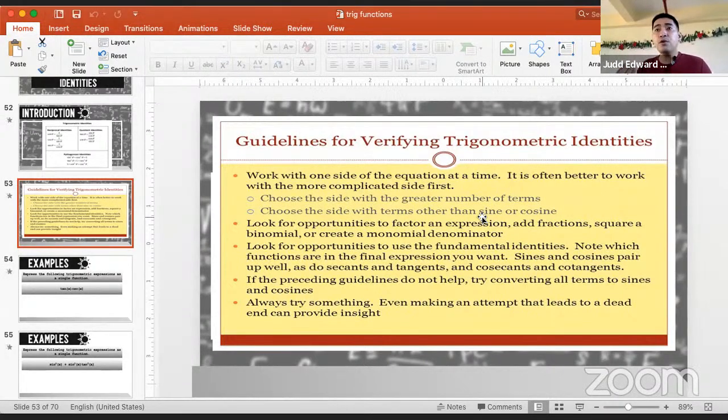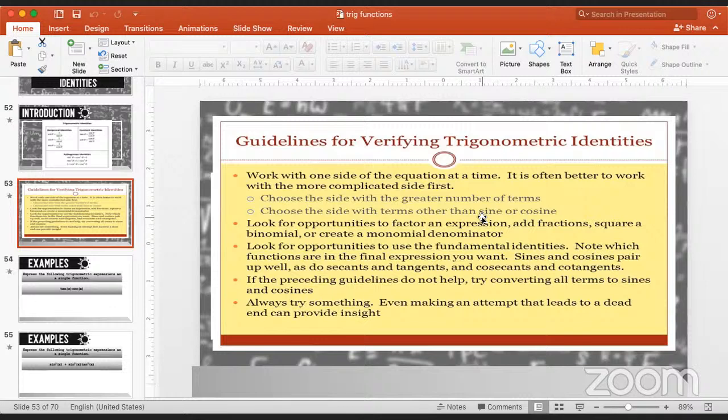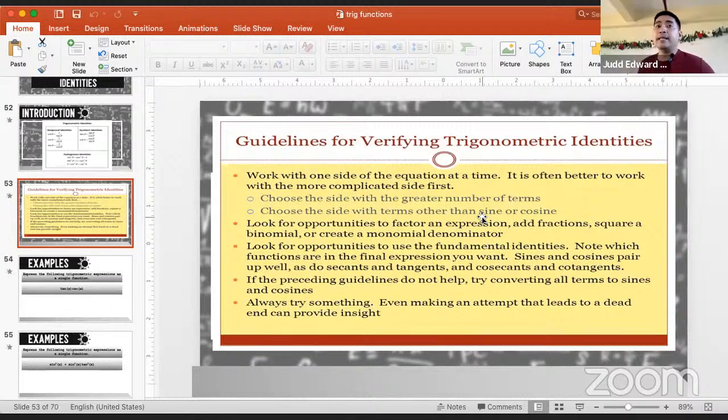And remember that if you are dealing with the more complicated side, ito yung basihan natin. Choose the side with the greater number of terms. Choose the side with the terms other than sine or cosine. Parang ang ending point kasi natin dito, ang end result palagi ng ating mga identities are the ones with sines and cosines. Ibig sabihin, we will not anymore be manipulating those with sines and cosines kasi sila yung end result. Sila palagi yung pinakahuli dapat na makita natin. Kaya hindi natin minamanipulate yung side na mayroong sine and cosine.